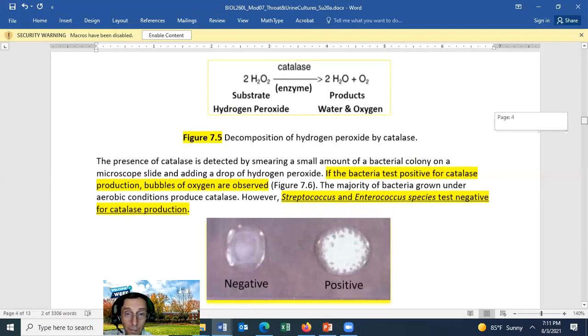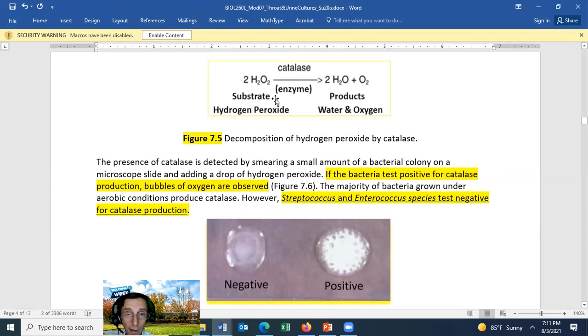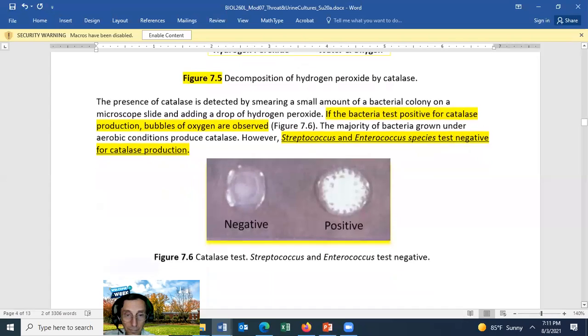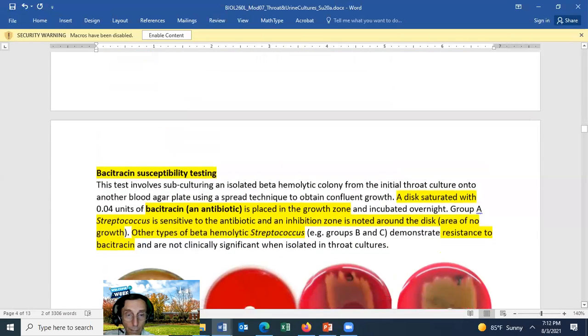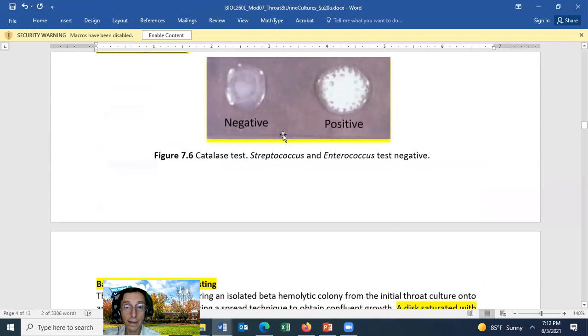So most bacteria growing in the air will have catalase. Our skin has catalase, but some bacteria have peroxidase, and it will remove the hydrogen peroxide, so it won't be toxic to the cells. All right, so like I said, Streptococcus pyogenes will be catalase negative.